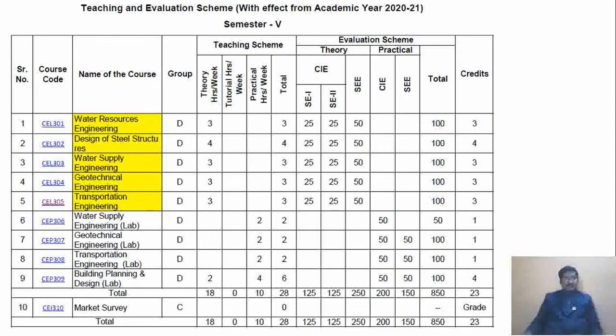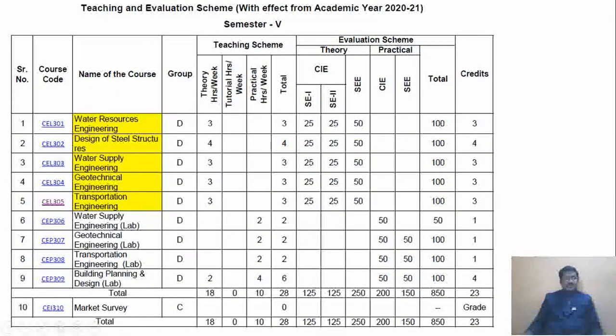Friends, if you see semester 5, we have 5 subjects: water resources engineering, design of steel structure, water supply engineering, geotechnical engineering, and transportation engineering. Each subject has semester examination 1 and semester examination 2, and also a semester end examination. SE1 is 25 marks, SE2 is 25 marks, SEE is 50 marks, and in total 100 marks each.